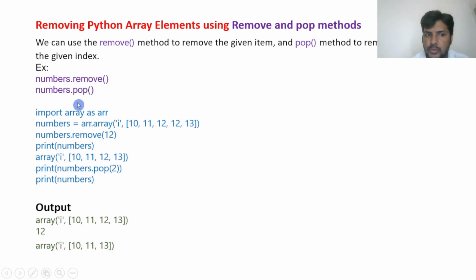For example, if you run this program, you will get output like this. First it will print the array 10, 11, 12, 13 because 12 has been removed. After that, when you say pop 2, immediately it will return 12, meaning it is showing which item it is deleting. After that again, you can see here, after deleting 2, what will it print? Print number means 10, 11, 13. Now let us see a small program on remove, pop and delete.